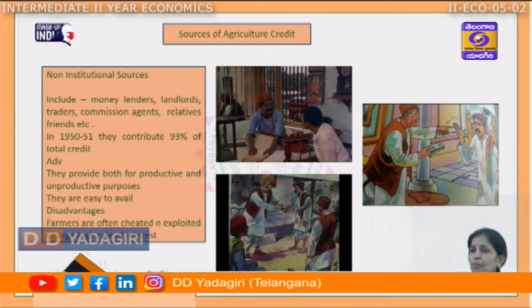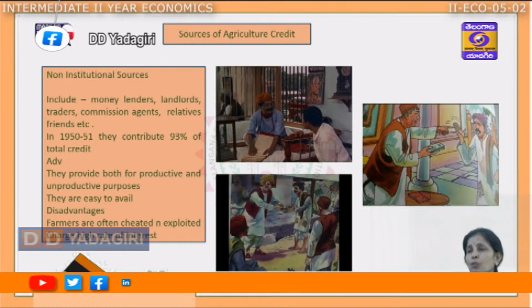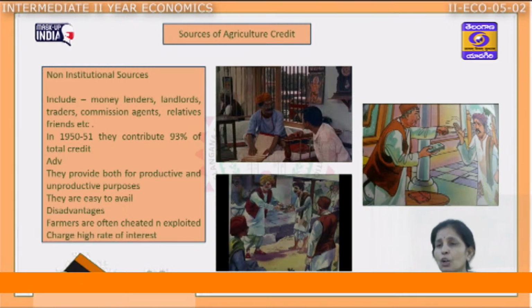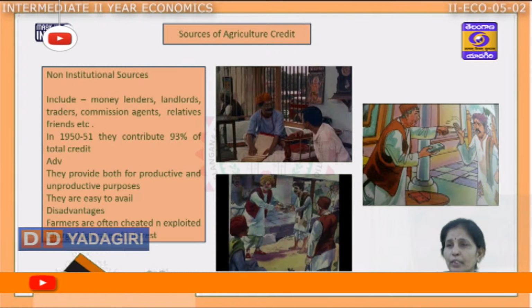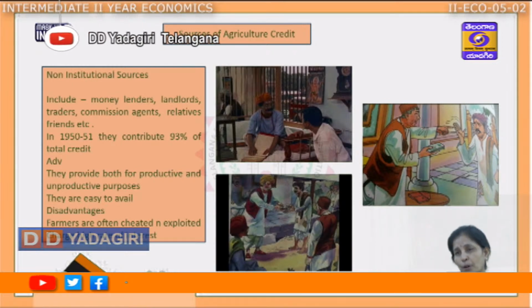In case the farmers are taking credit for productive purposes, it is taken care of by the financial institutions, and we have already seen that NABARD plays a very important role, as the apex bank for rural credit, which takes care of the financial requirements of the rural population.